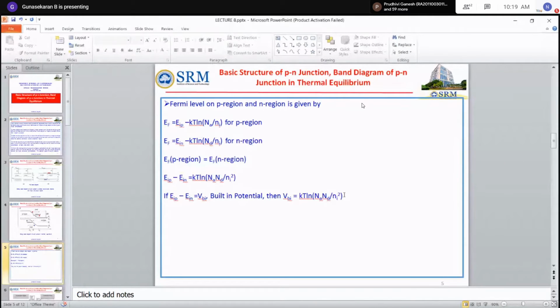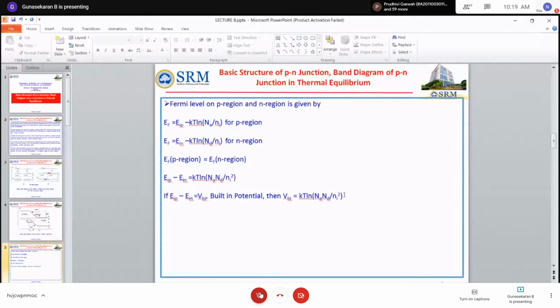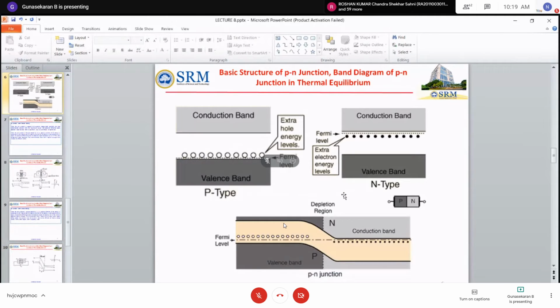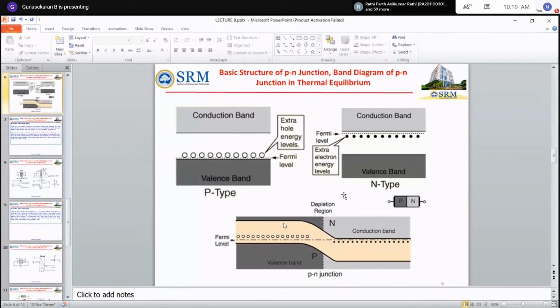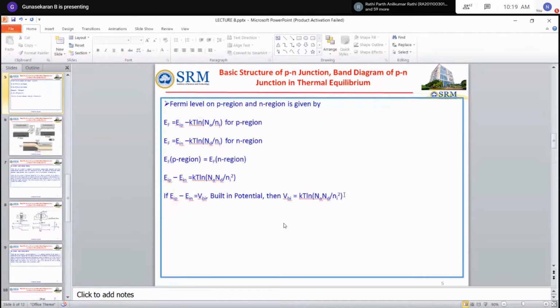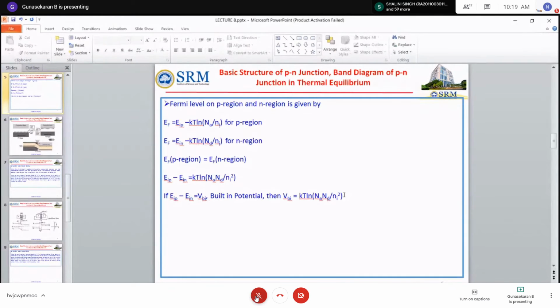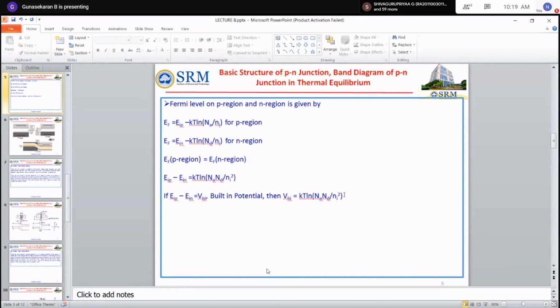Do you understand this? Yes or no? Okay, next diagram. I will show one more diagram. In this diagram, what is VBI? It is the built-in potential. V is the symbol for potential, and BI is built-in. Once the junction is formed, the potential barrier is formed, and we identify it by VBI.